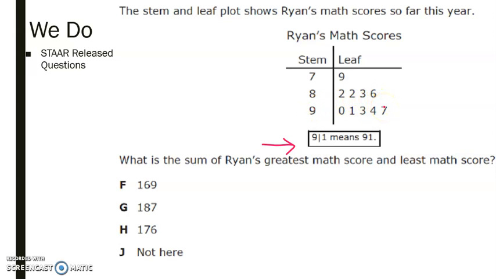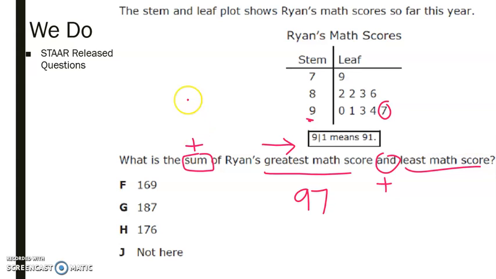Okay, now in this case we're looking for the sum. Sum means to what? Add. Okay, and we're looking for the sum of the greatest math score and the least math score. So if I didn't know the word sum means to add, I also see the word and, so that also means to add. So I know for sure that I'm adding it in this case. Okay, so my greatest number, I know it's going to be in row 9, so it's 97. And my least is going to have to be in the top row, which is 7. So in this case, it's 79.